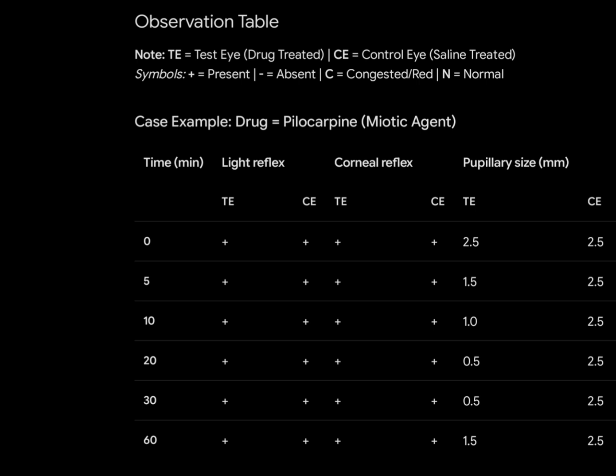Now a case example: if the drug is pilocarpine, a miotic agent, we take the time scale from 0 to 60 minutes. The light reflex and corneal reflex in the test eye and control eye are positive throughout the experiment. Pupillary size in the test eye at 0 minutes is 2.5 mm, at 5 minutes 1.5 mm, at 10 minutes 1 mm, at 20 minutes 0.5 mm, at 30 minutes 0.5 mm, and it regains near the original size by 60 minutes, 1.5 mm. The control eye is 2.5 mm throughout.